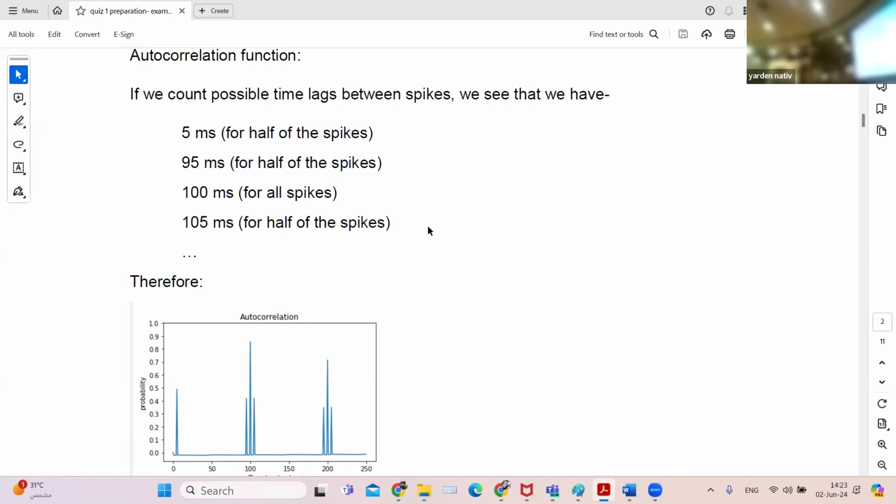So if I have a spike, let's say I have a nice meeting and I was just sitting here, and when I saw a spike, I opened my clock. And then I wait for 100 milliseconds. What is the probability that I will see another spike? 100%, exactly. So for this reason, this one equals 1.